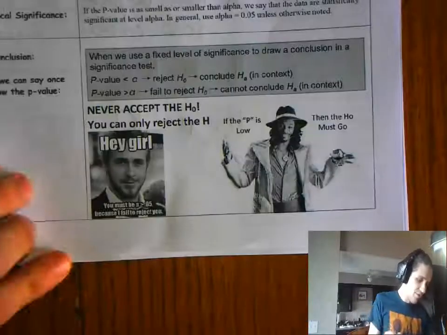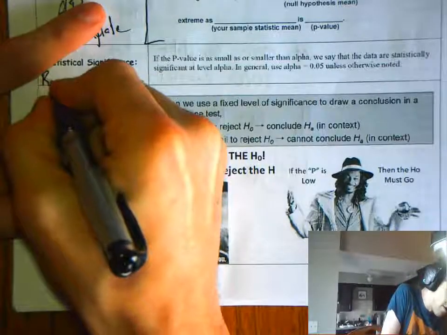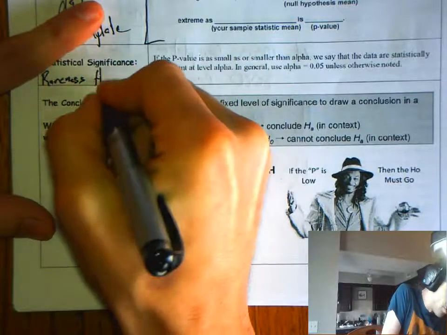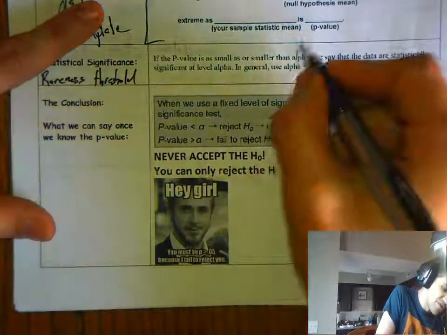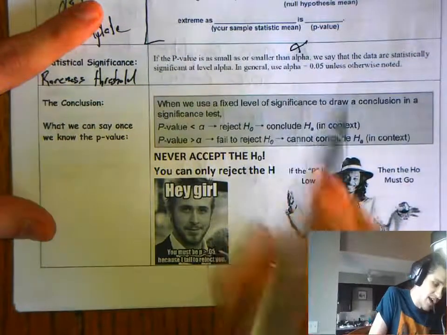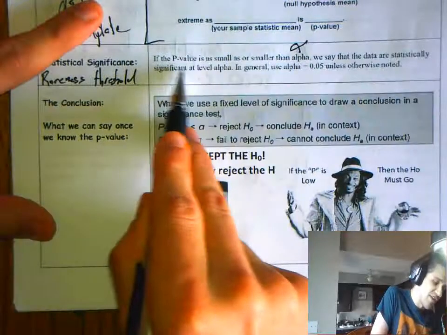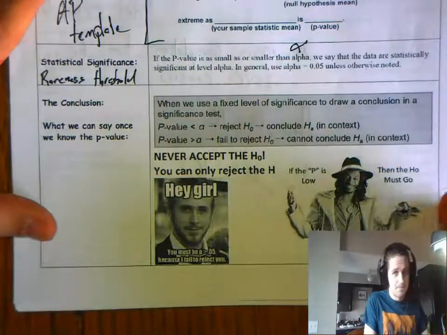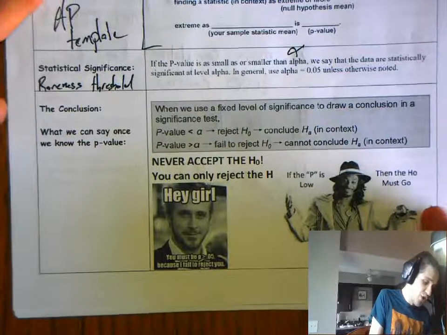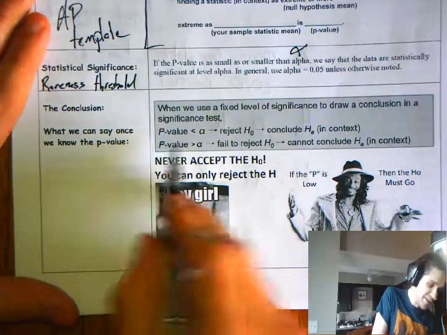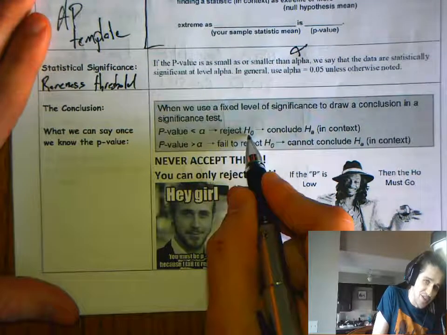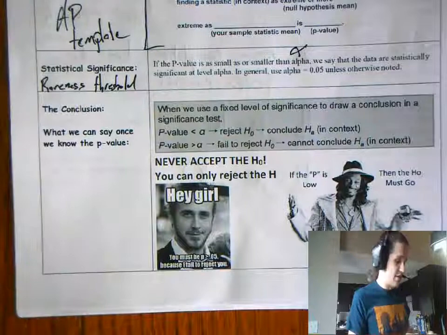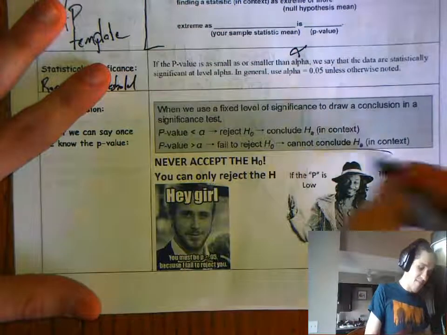The conclusion, what do we do? We're going to have a statistical significance level. This is something like our rareness threshold. How rare does it have to be? If the p-value is as small or smaller than alpha, we say the data are statistically significant at the level alpha. What the heck does that mean? We're going to compare this p-value to alpha. If our p-value is less than alpha, we're going to reject the null hypothesis, reject the H0, and conclude the HA in context.